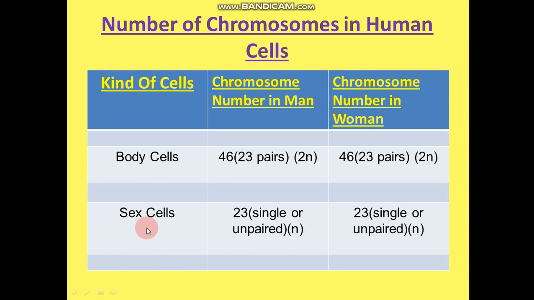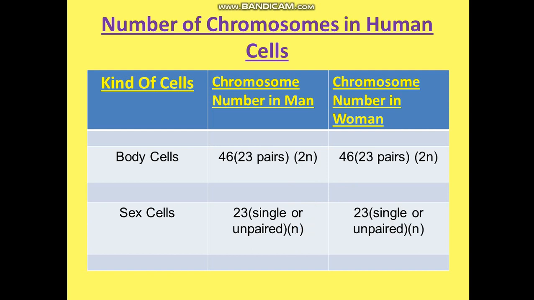The next, when we come on to sex cells, that is in man, the sex cells are sperms, and in women, the sex cells are eggs. So what happens here in the sex cells of man, that is the sperms, only 23 chromosomes are present. That means they are unpaired. And the number becomes haploid, that is N. Here it was diploid, but here it is haploid, single, unpaired, okay, 23. This is a very important point, understand it clearly. Next, again, in the egg cell, how many chromosomes? 23. That means these are single or unpaired. Again, N number, that means haploid. This is 2N diploid, this is N haploid.